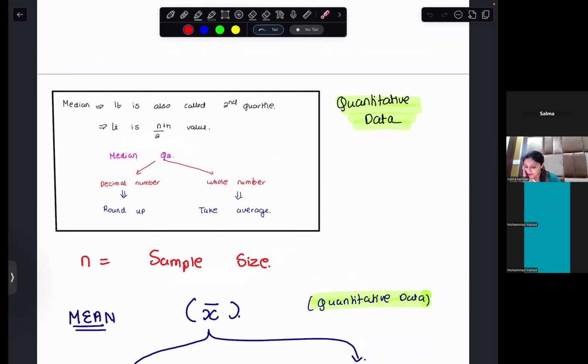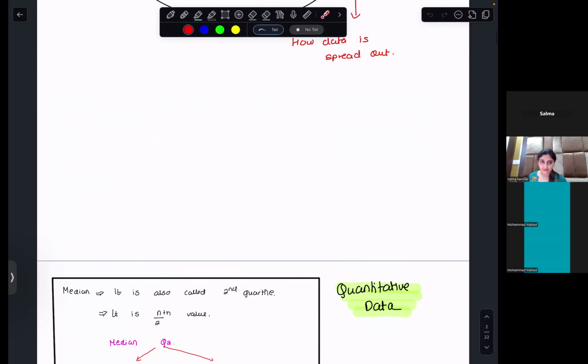Can you tell me what are the different types of data you know about? There's quantitative and qualitative. What is qualitative data? What is quantitative data? Quantitative data is when it includes numbers, and qualitative data is not related to numbers. Quantitative data can be divided in two parts. What is it?